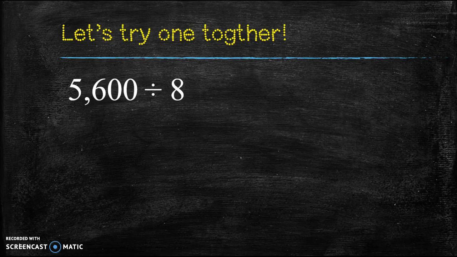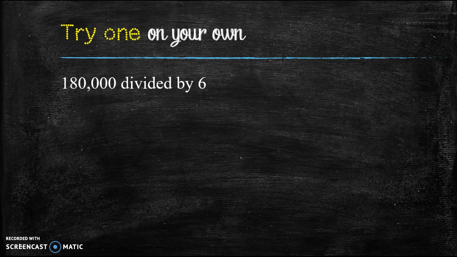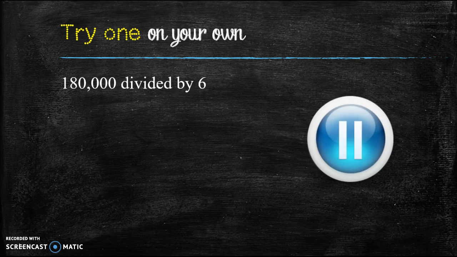Let's try one together. Here is 5,600 divided by 8. So the first thing we need to know is, what is 56 divided by 8? Well, we know that's 7. Then we need to count how many zeros. There's 2. So bring in 2 zeros, and we know 5,600 divided by 8 equals 700. So now try this one on your own. 180,000 divided by 6. Go ahead and pause your video and write your answer in your notebook, and then come back for the answer.